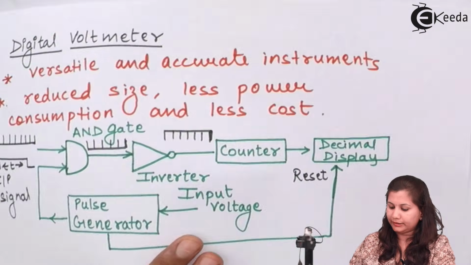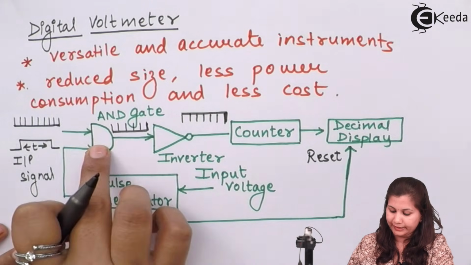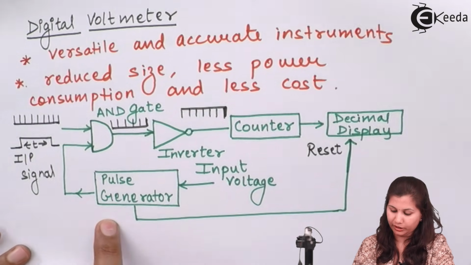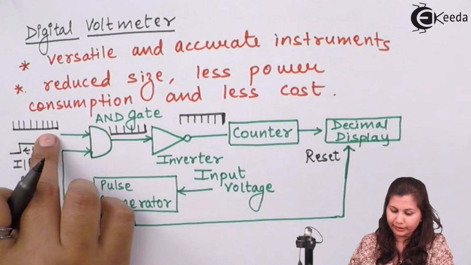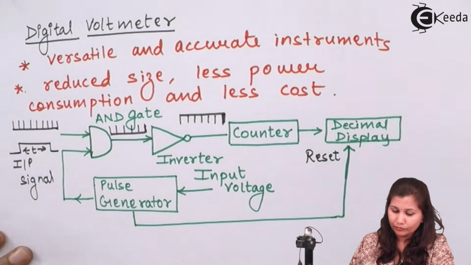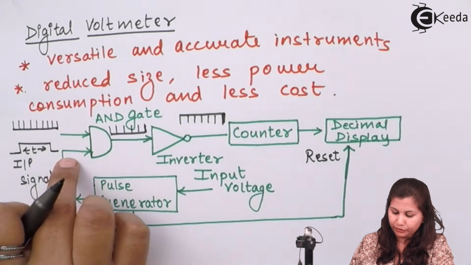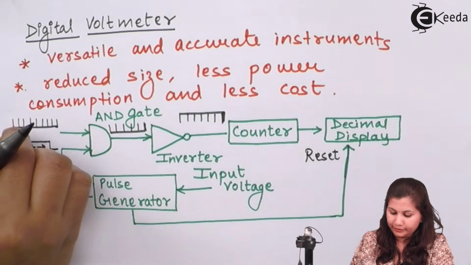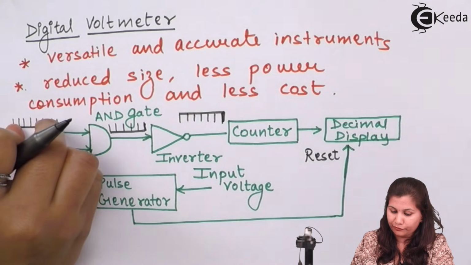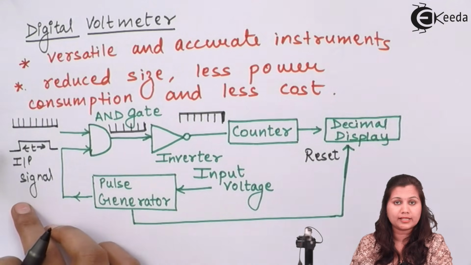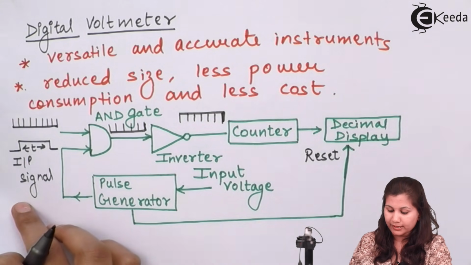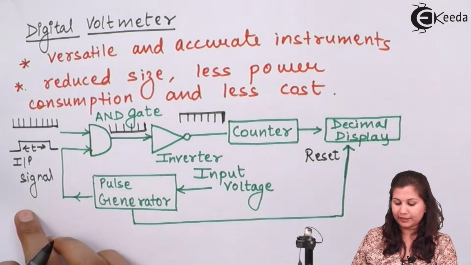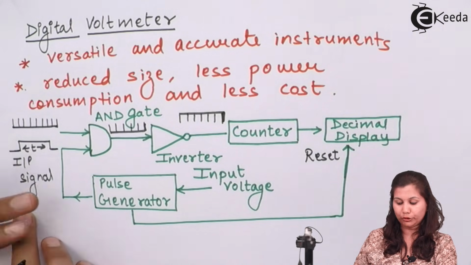Now here you can see that in this block diagram, the AND gate has one input, which is the rectangular pulse generated by the pulse generator, and another input, which is a train of pulses. When both these inputs are given to the AND gate, the train of pulses will have the same duration as this rectangular pulse. So you can say that this AND gate is modifying the train of pulses according to the rectangular pulse given to it.